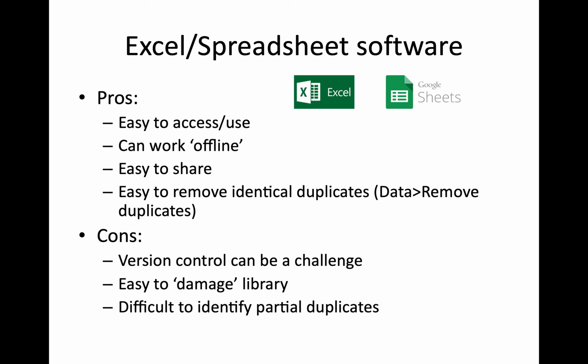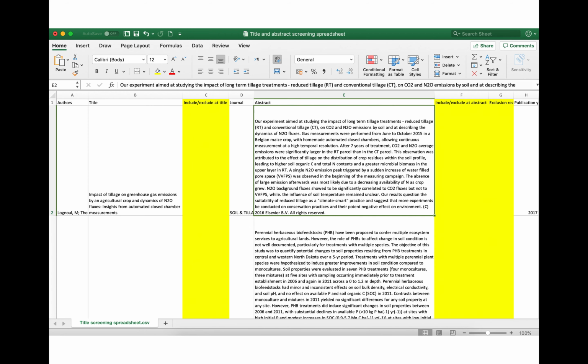It's also difficult to identify partial duplicates in some of these spreadsheet softwares because that's not what they're intended to do. This is a screenshot of a review that could be run. It's a hypothetical review, but this would be perhaps what you'd be looking at if you're screening in Excel, for example, or a spreadsheet.